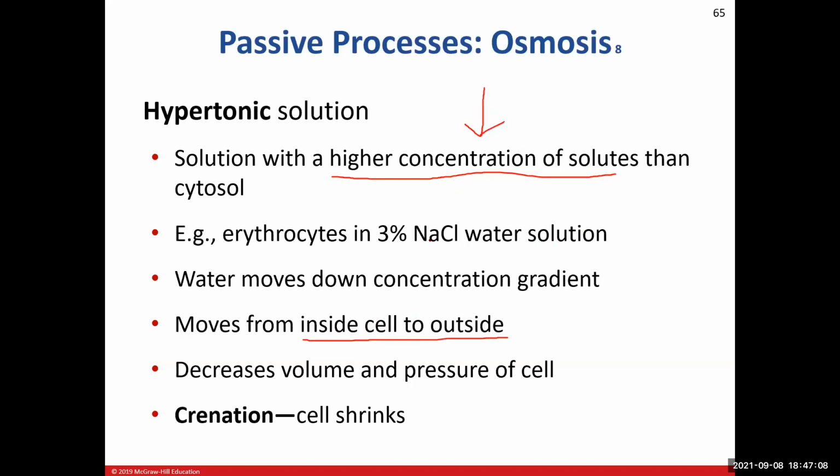So when that happens, water leaves the cell, it decreases the volume of the cell, and it decreases the pressure of the cell. And so the cell shrinks, and we call that crenation. Be familiar with this. You're going to get probably 1 to 2 questions on your test on this, and it's just good to know. You don't want to hang the wrong type of saline solution on a patient for this reason.